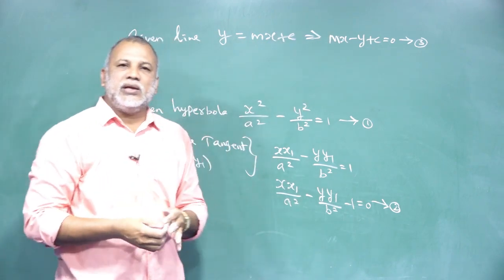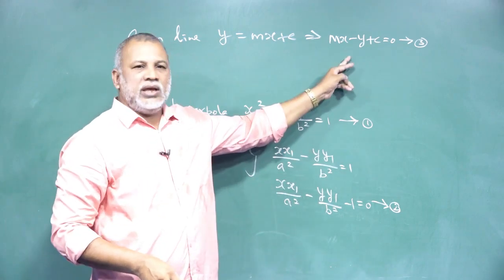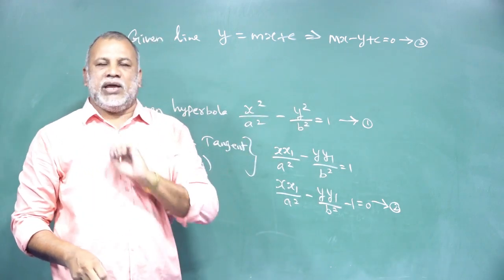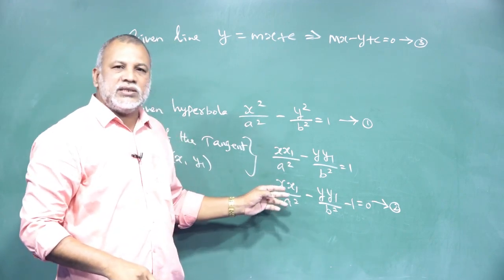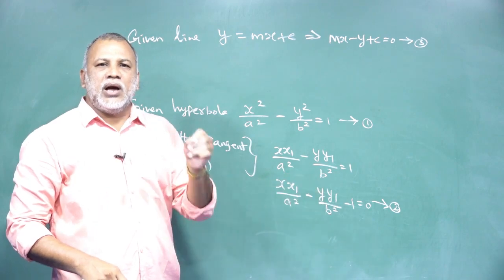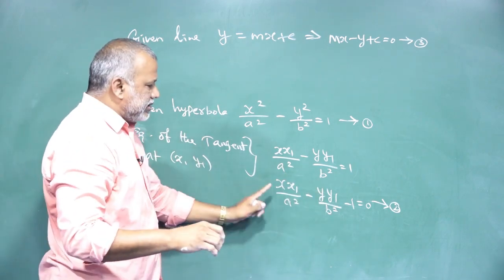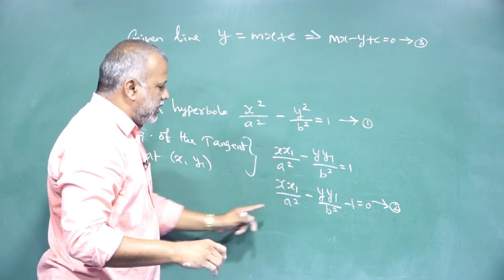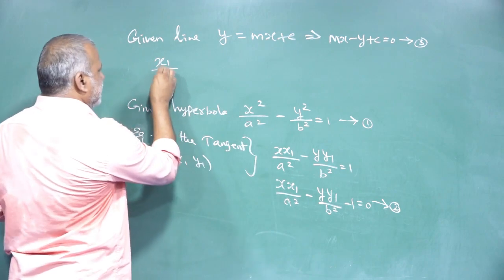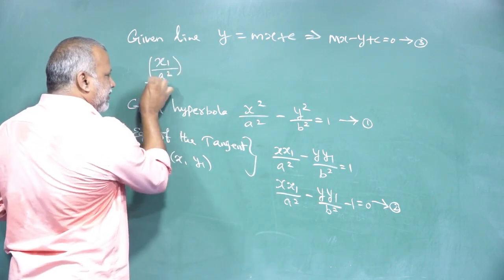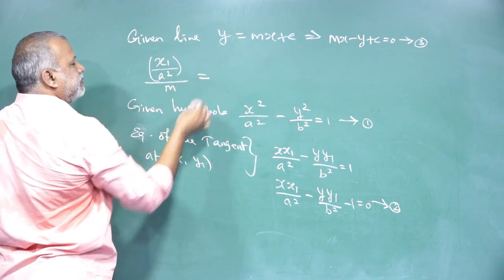Now, already explained in the derivation for an ellipse, equations 2 and 3 represent the same line. That means they are discussing the tangent. Therefore, the coefficients of x, y and the constant term are in proportion. You can write that explanation. See, the coefficient of x. What is the coefficient of x here? x1 divided by a squared, divided by the coefficient of x, that is equal to m.